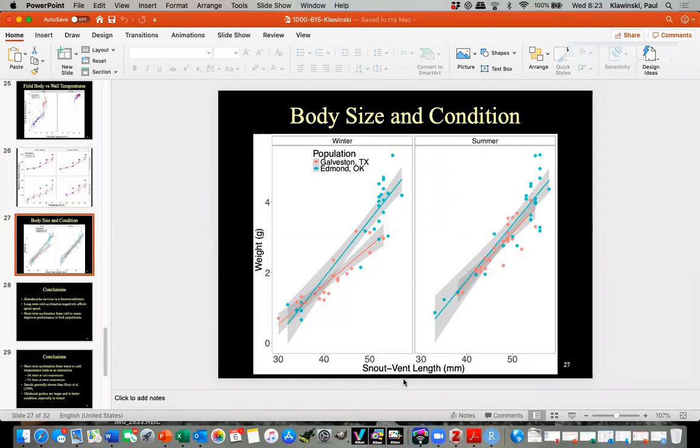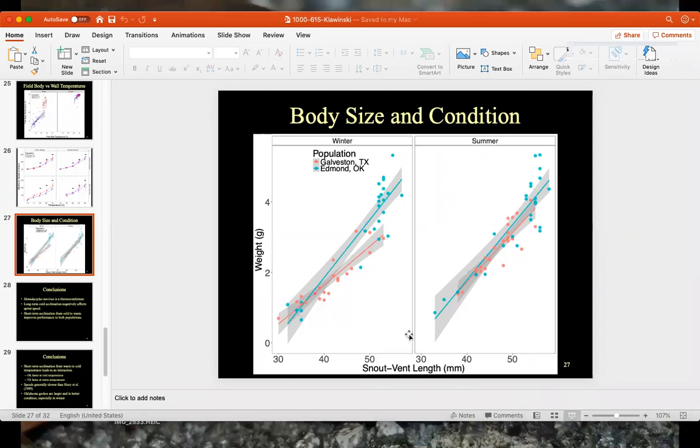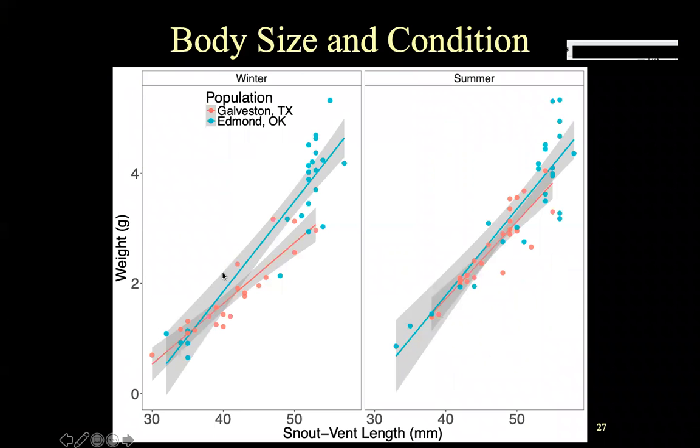So this is the kind of figure that you would want to be creating, a figure that shows you the slopes of the lines relating weight to snout vent length for both Galveston and Oklahoma City, and for both winter and summer. And once again, it doesn't really matter how you facet it, but you can look at this slope, the blue slope here and the blue slope here, and you can see that those are fairly similar. The question is, they look similar, are they actually statistically different from one another?